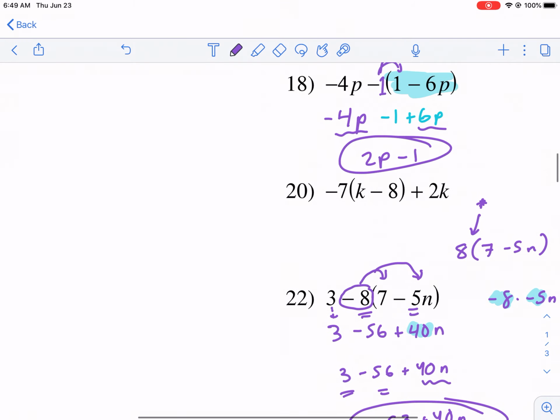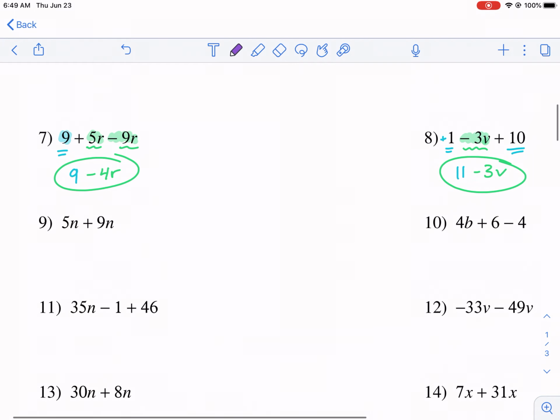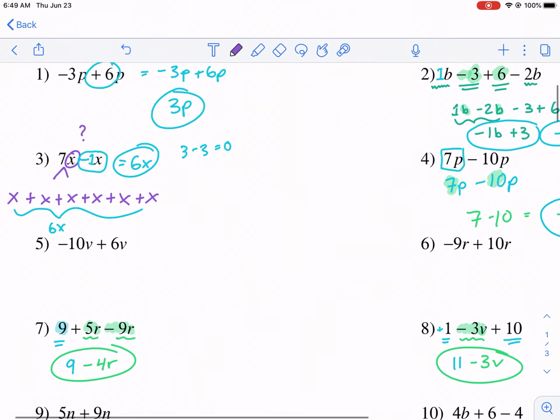So that's all there is for simplifying variable expressions, not equations. We're not solving, we're simplifying. Mostly just identifying like terms and combining them.